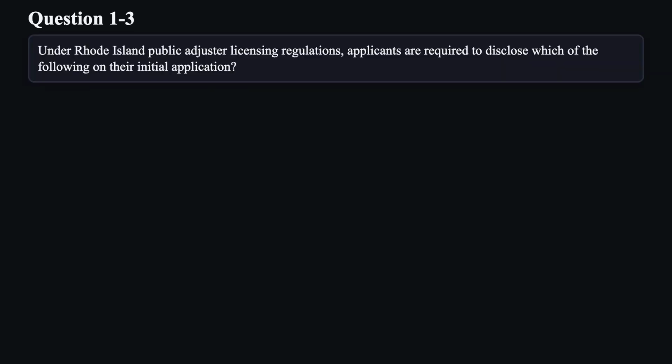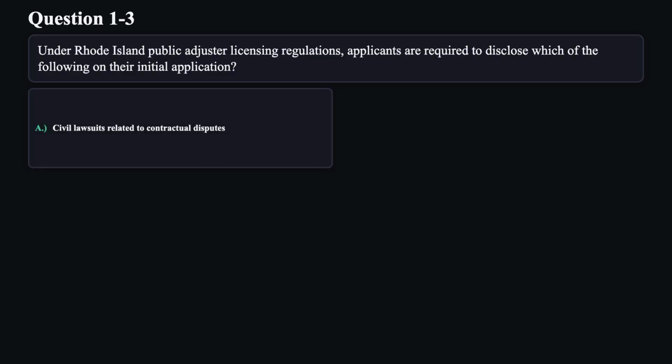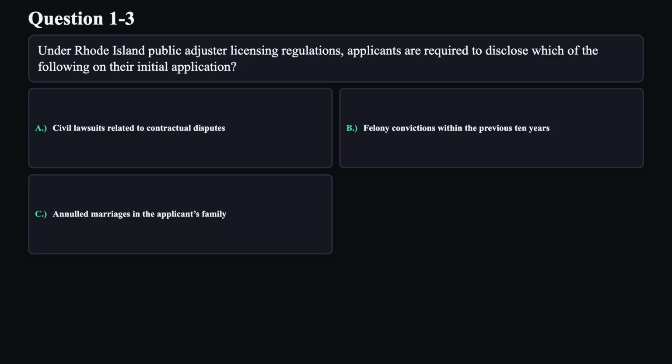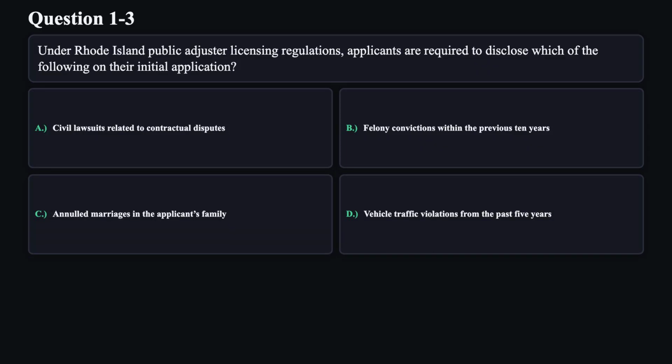Question 3. Under Rhode Island public adjuster licensing regulations, applicants are required to disclose which of the following on their initial application? A. Civil lawsuits related to contractual disputes. B. Felony convictions within the previous 10 years. C. Annulled marriages in the applicant's family. D. Vehicle traffic violations from the past 5 years.